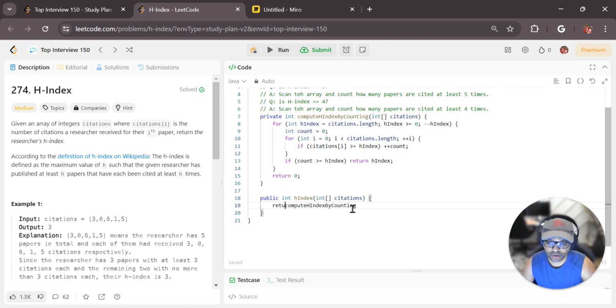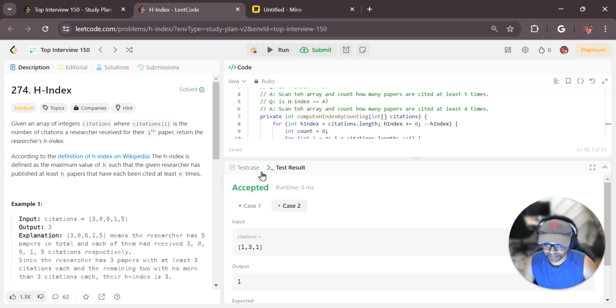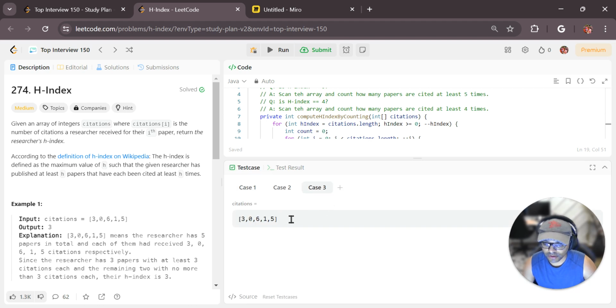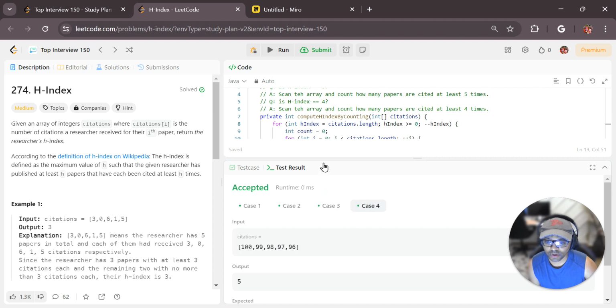It's a very interesting problem actually. Return this and citations, right? Okay, there you go. Let's run this. Accepted. Okay, that's good. Although I do want to add a couple more test cases here. For example, what if all of them are 5, then it should return 5 as the H index. And not only that, if there were numbers bigger than 5, like 97 and 96, but there are only 5 papers, it should still return 5, right? So let's see if that works. Okay, so that worked as well.